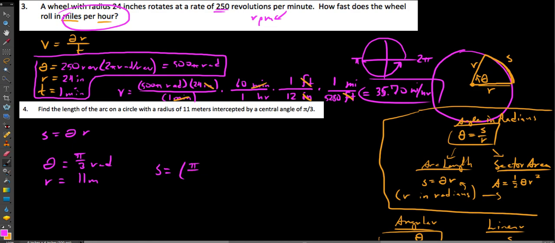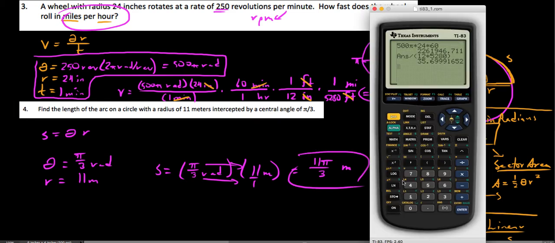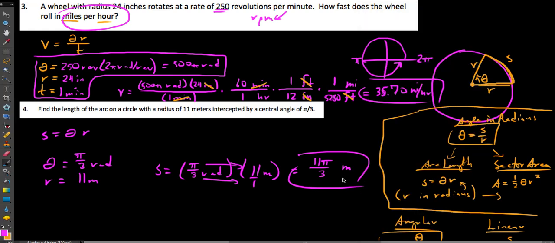We have our angle, pi thirds rad, times 11 meters. I suppose that if we put our 11 over 1 and multiply straight across, we get 11 pi thirds. And because radians are essentially unitless, this is just in meters. And again, I want this out to 2 decimal places, so we'll go ahead and real quick here, 11 pi divided by 3. It'd be roughly about 11.52. So about 11.52 meters. Cool.